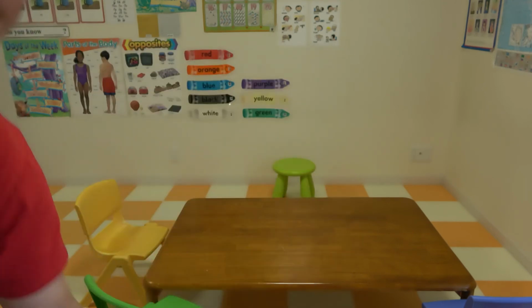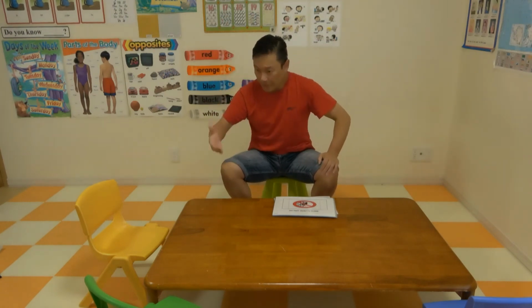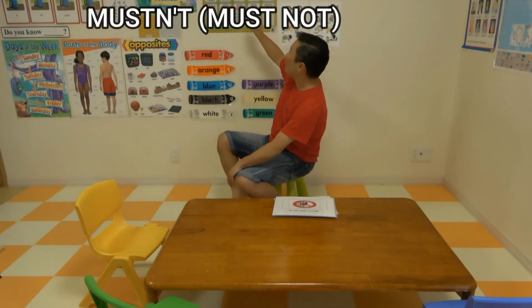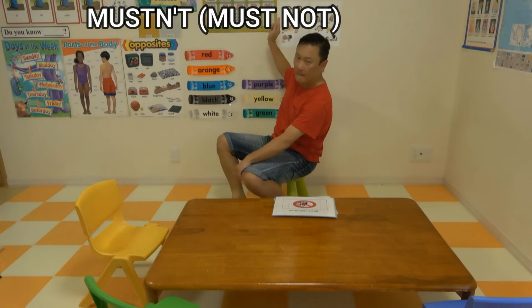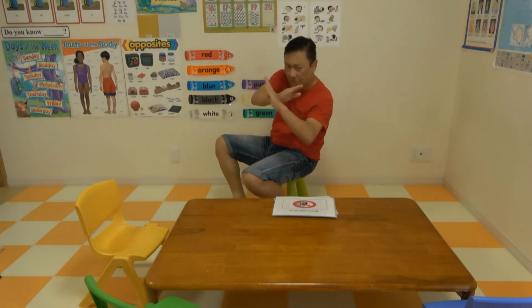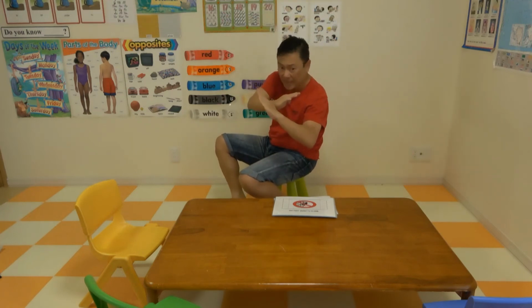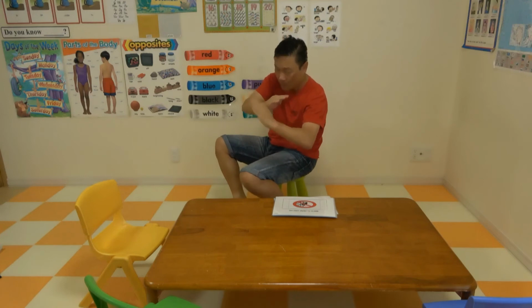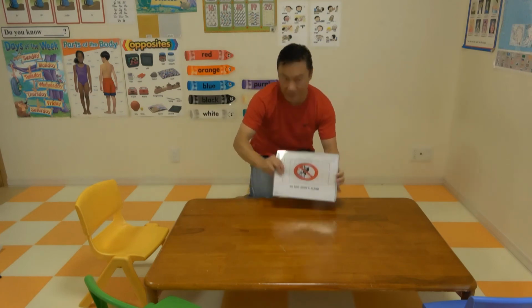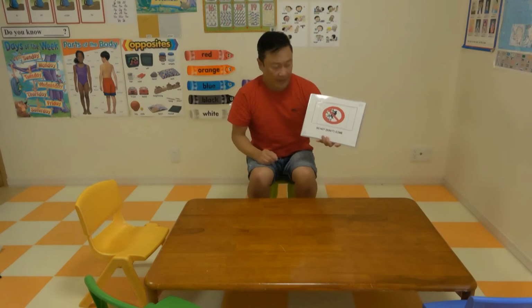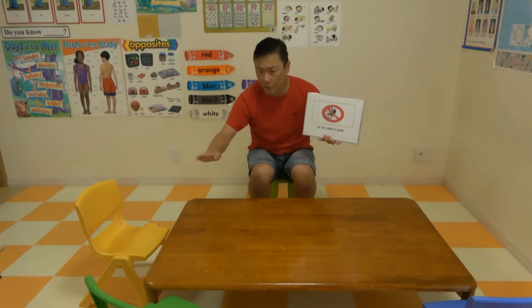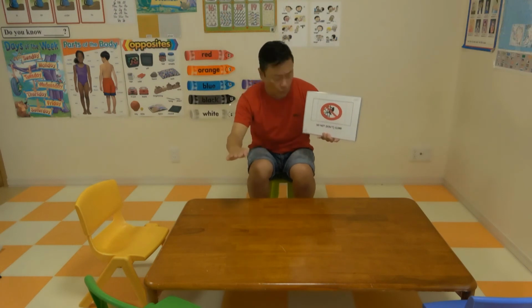All right? Okay, everyone. Last week we did must. What's must? Very good. Today we're going to do mustn't. Must not. Okay? Mustn't. No, no, no. Okay, these are rules in Japan. Okay, so what mustn't you do? What mustn't you do?